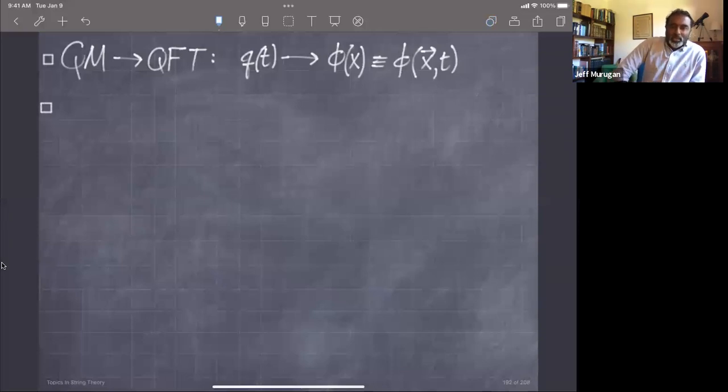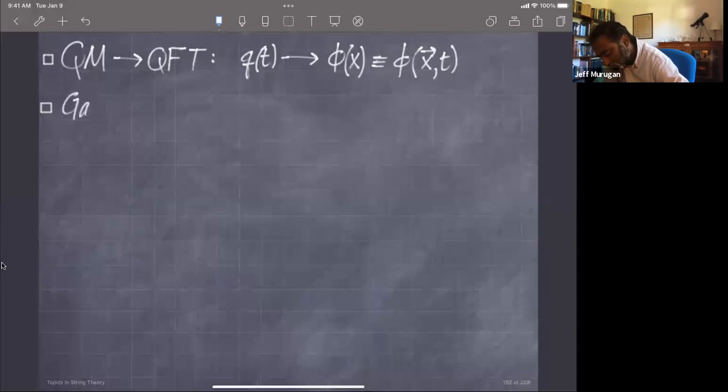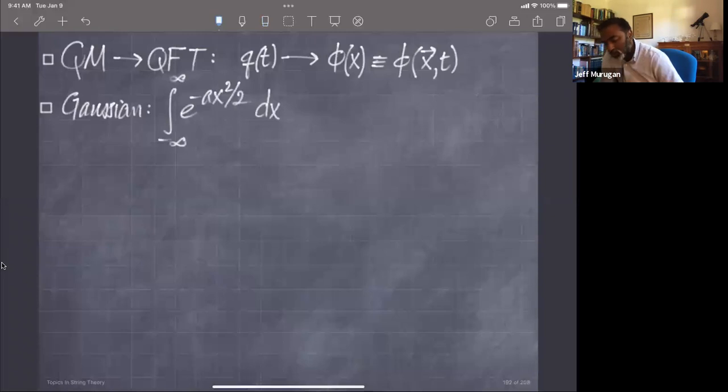Okay, that said, we need to say a few things about functional integration, because functional integration is going to play a crucial role in this path integral version of the story that we're building. And functional integration starts with the Gaussian integral. Okay, so I'm going to start from something that we are well familiar with, which is an integral of the form: the integral from minus infinity to infinity of e to the minus a x squared over 2 dx.